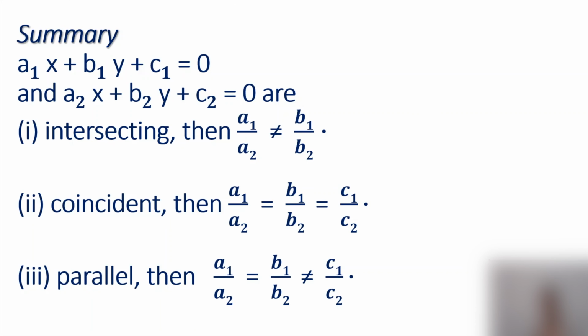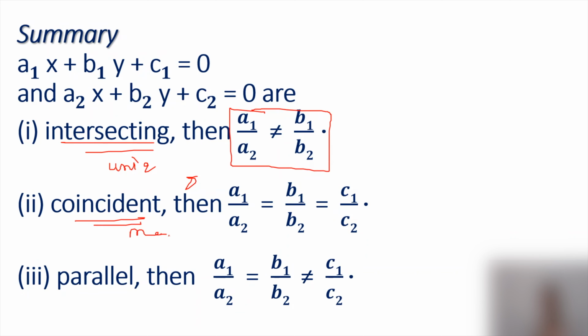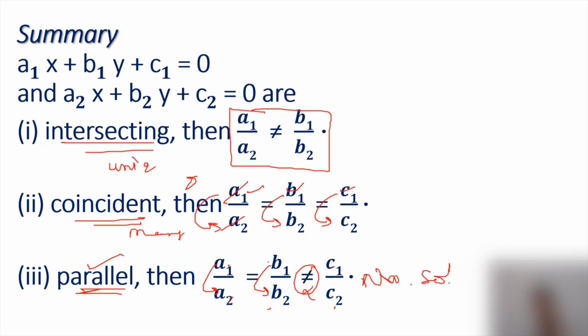Now again, let's try to recall these things. Intersecting lines means a unique solution, when a1 upon a2 is not equal to b1 upon b2. Coincident lines, many solutions, when these are equivalent to each other, meaning the same equation is multiplied to get the second equation. Next is parallel, if they try to listen but nobody is listening to them. This means a1 upon a2 is equal to b1 upon b2 but c1 upon c2 is not equal, then the lines are parallel and there will be no common solution. Therefore, no solution for this pair of linear equations.